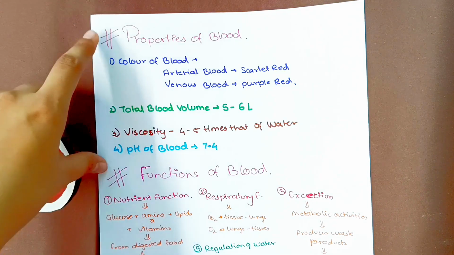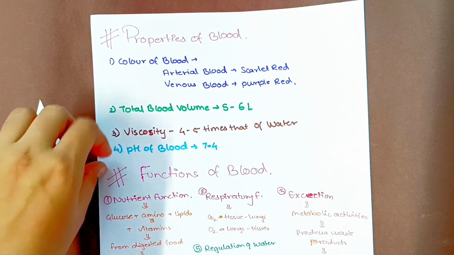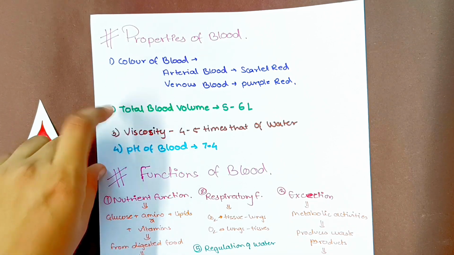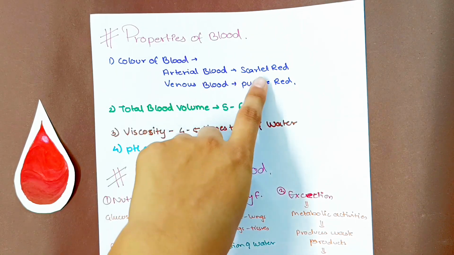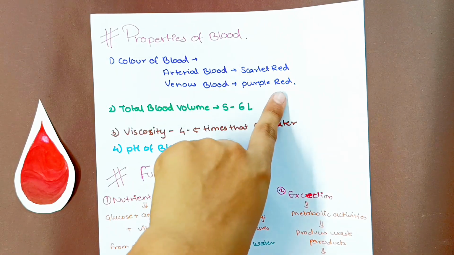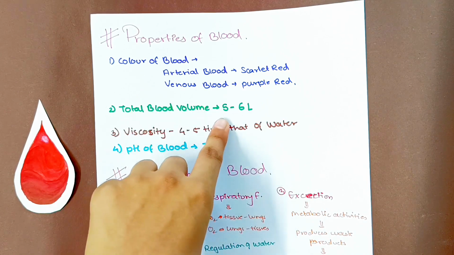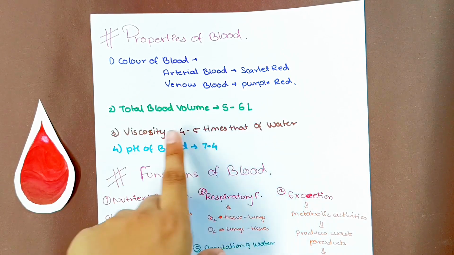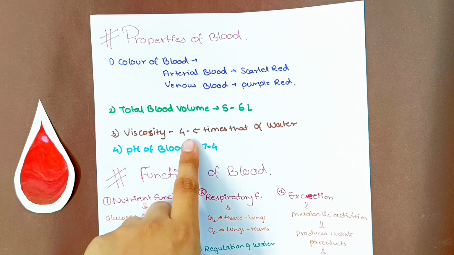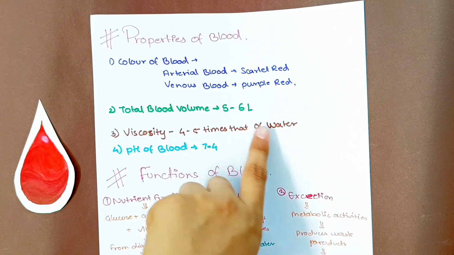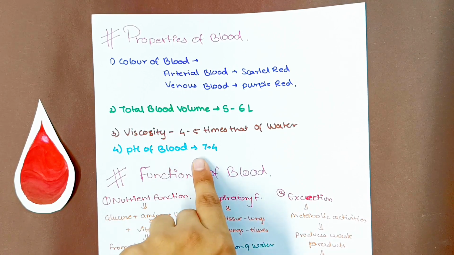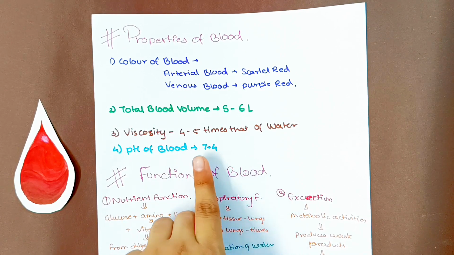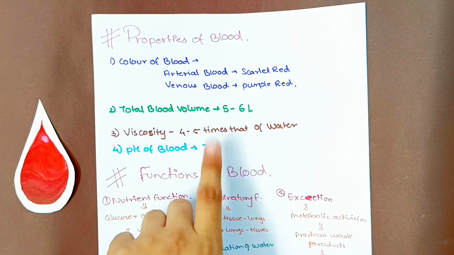Now we'll talk about the properties of blood. There are four basic properties: color, volume, viscosity, and pH of the blood. Arterial blood is scarlet red in color, venous blood is purple red in color. The total blood volume that we have is 5 to 6 liters, and viscosity is 4 to 5 times that of water. The pH of blood is 7.4.